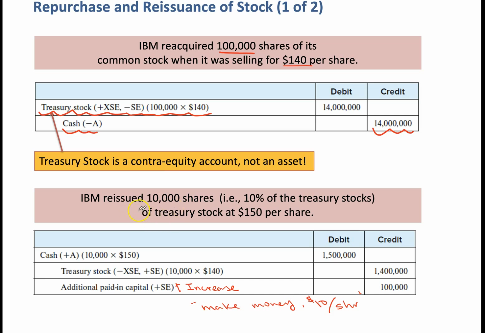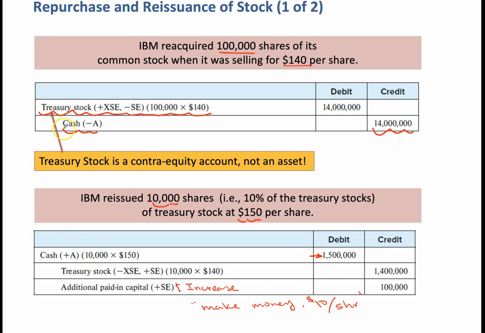So after a while, IBM determined, oh, the stock price goes up, I want to resell some of the stocks just to make money out of it, right? So IBM reissued 10,000 shares, which is 10% of this treasury stock, at $150 per share. Now IBM makes some money. The difference between the cost and the selling price would be sort of like a profit. So when it's reissued, IBM gets cash, which is 10,000 shares multiplied by $150 per share, that is 1.5 million.